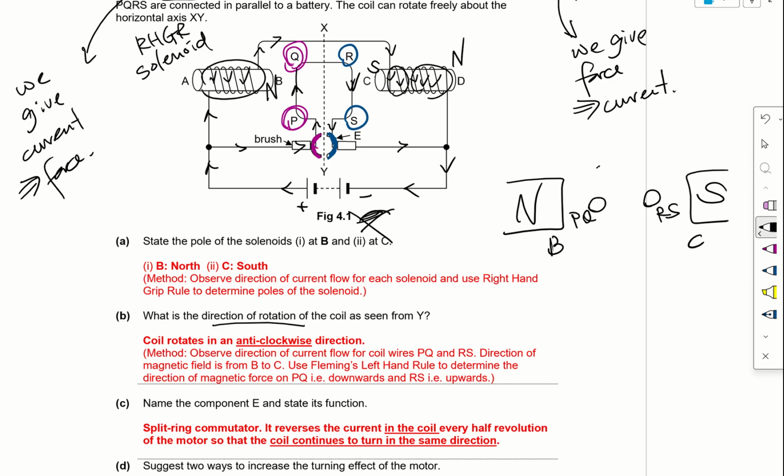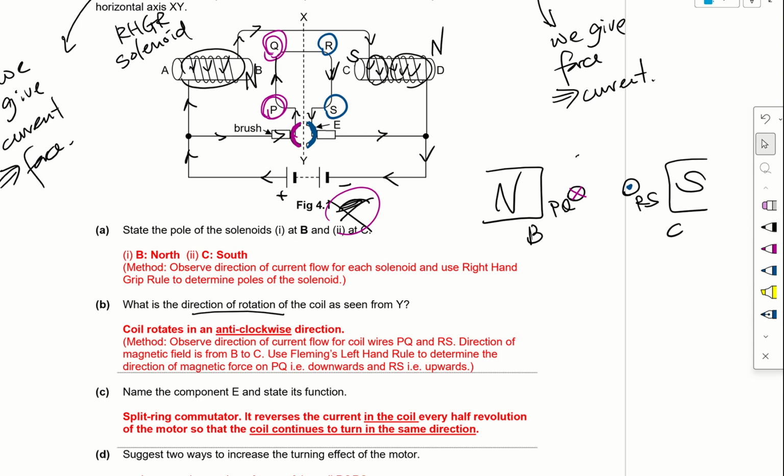The direction of current is from P to Q, so it is away from me because my eye is looking in this direction, from Y. The current flowing in the RS arm is flowing from R to S, so it's going to be a dot. Now we can apply Fleming's left hand rule. I'll do it for PQ. My middle finger is pointing into the screen.